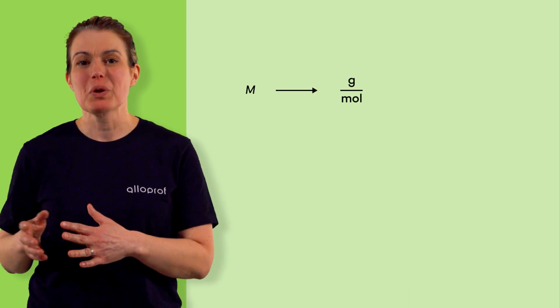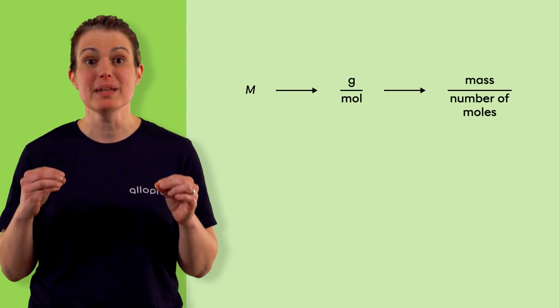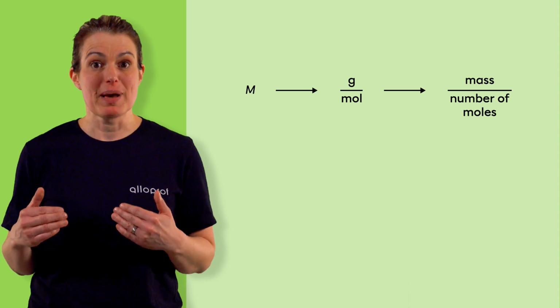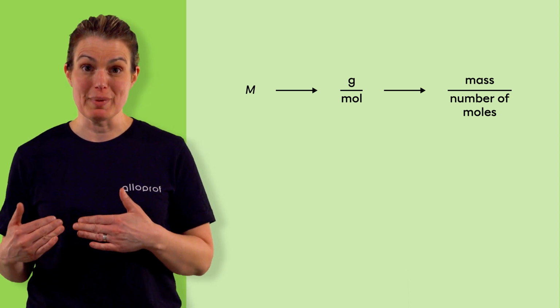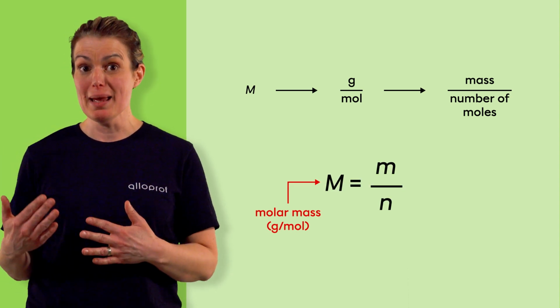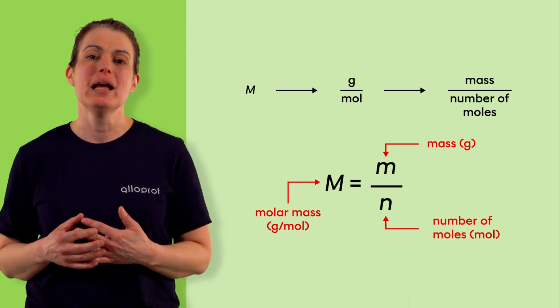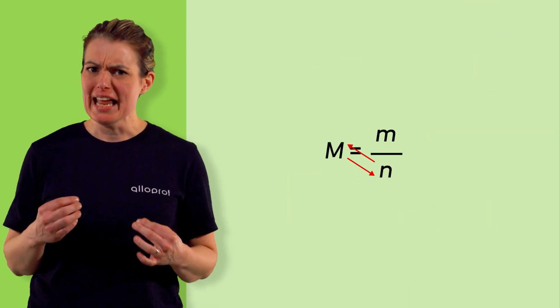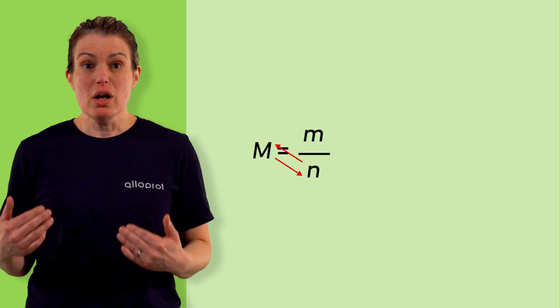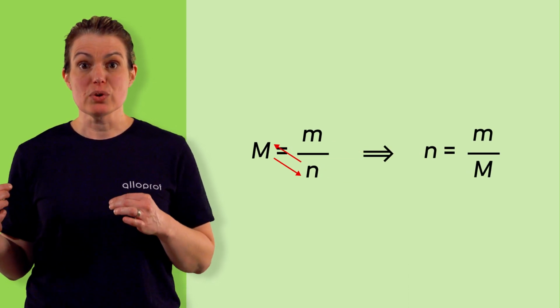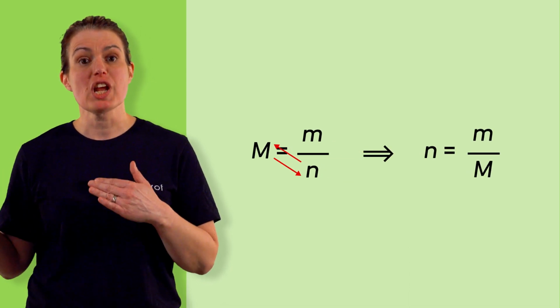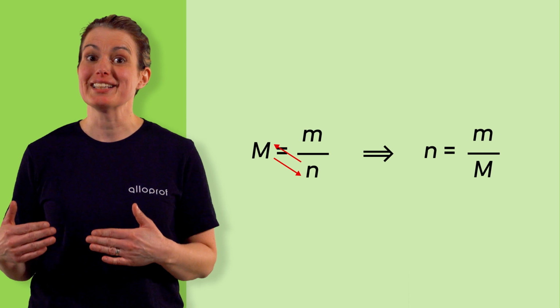Molar mass is measured in grams per mole, which comes from dividing mass by the number of moles. The mathematical formula for calculating the molar mass is therefore large M equals small m over n. By isolating n in the formula, we also find the equation n equals small m over large M, which allows us to calculate the number of moles.